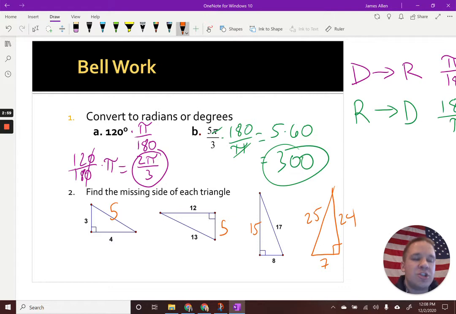Make sure you have these jotted down. They are going to come up in the next lesson a little bit more. You're going to see them sprinkled throughout the trig chapter. Knowing those 4 triples will be super duper helpful.